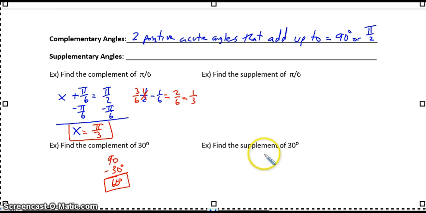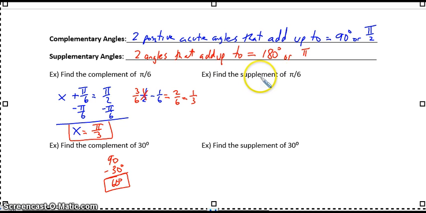Now, if we're dealing with supplementary angles, the definition for supplementary angles is two angles that, instead of adding up to be 90 degrees, add up to equal 180 degrees. So in other words, they form a straight line. That's what 180 degrees is. And if we're thinking about this in terms of radians, we know that 180 degrees is the same as pi. So it'd be two angles that add up to be pi, or two angles that add up to be 180 degrees.